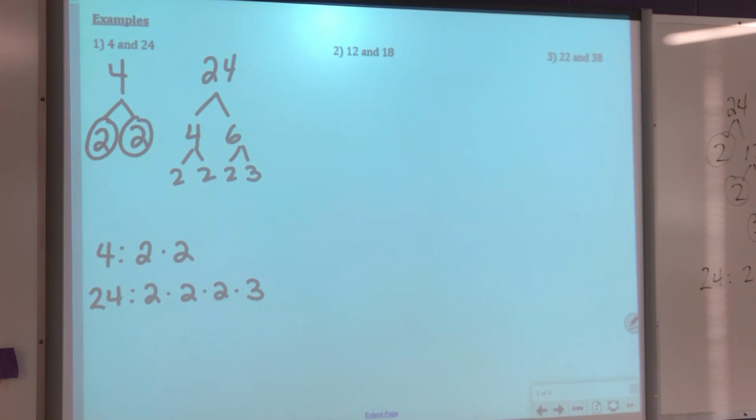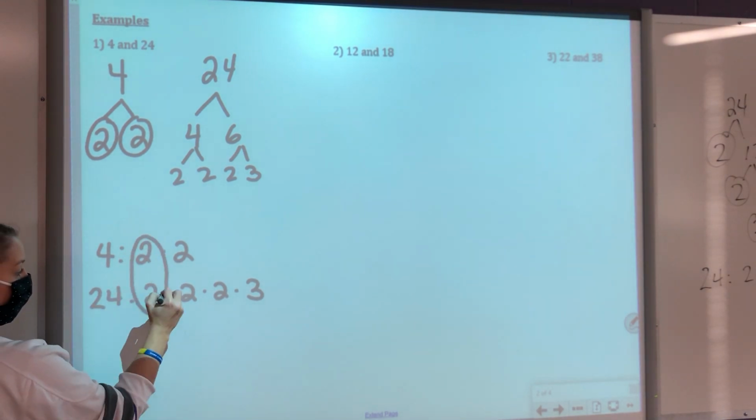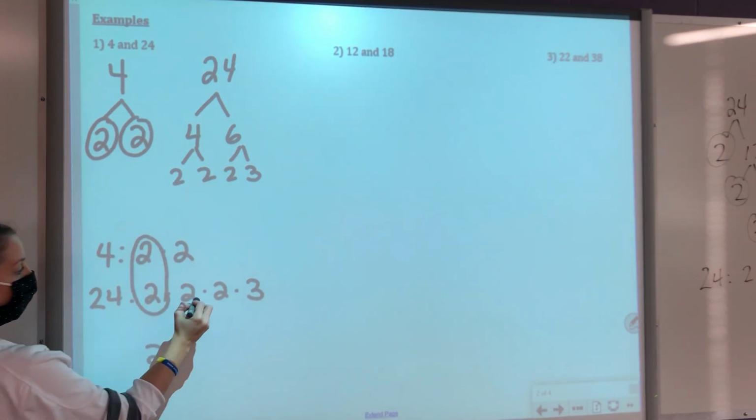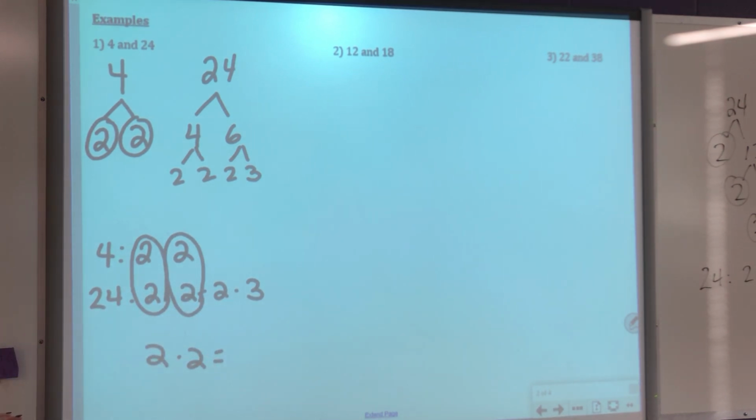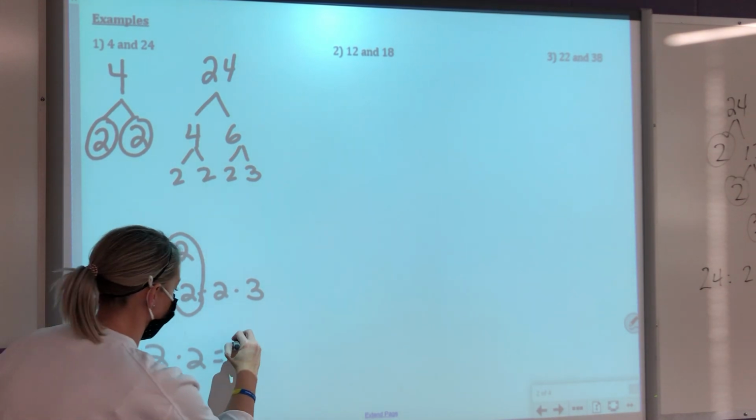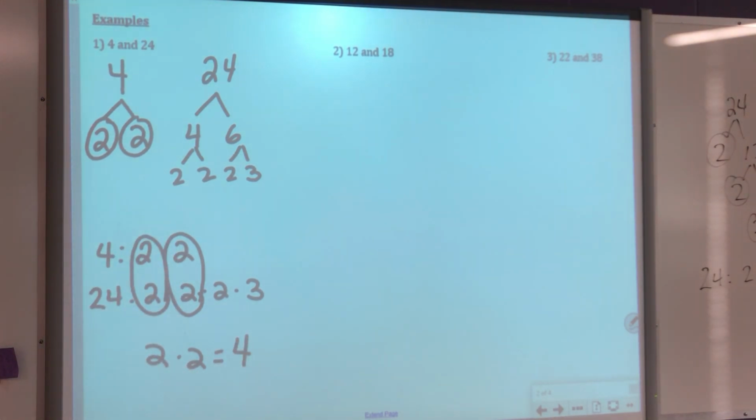So now we circle whatever we have in common. Bring it down. That's so easy. Anything else in common? No. So we just multiply our factors. So the greatest common factor between 4 and 24 is 4. Is it okay that the greatest common factor is one of our numbers? Yes, that's fine. Is it okay if it's not? Yes.